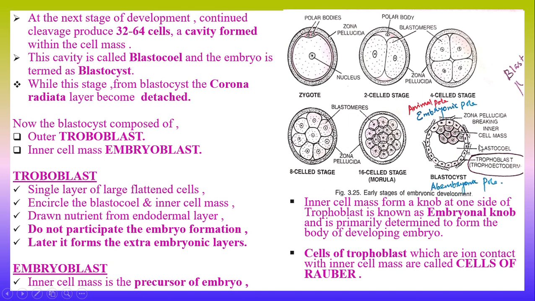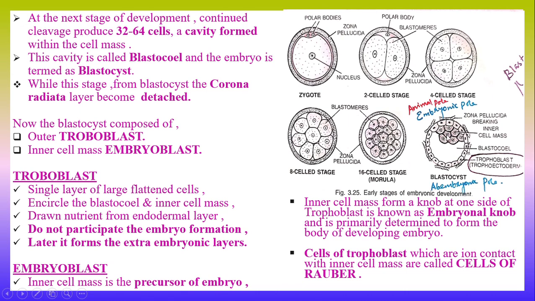Note this carefully: this outer trophoblast layer takes no part in the embryo formation. The embryo forms and life forms, but it has no part in that. It forms the extra embryonic membranes. During development, the developing fetus is covered by extra embryonic membranes called chorion, amnion, and allantois. The trophoblast is there to form those. Later it forms the extra embryonic layer.